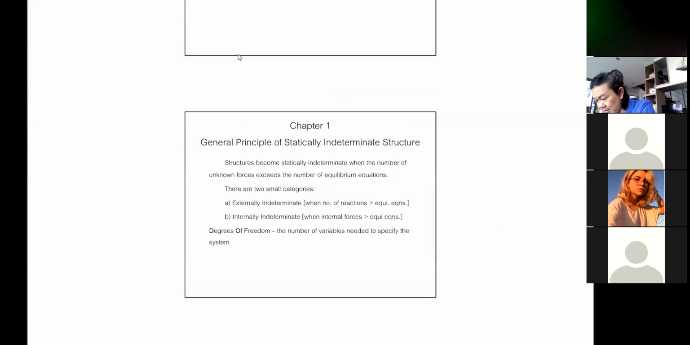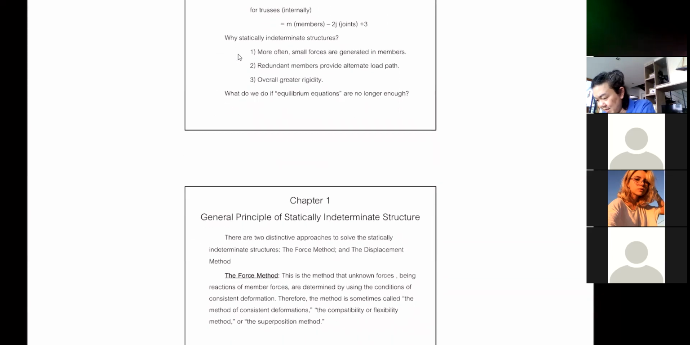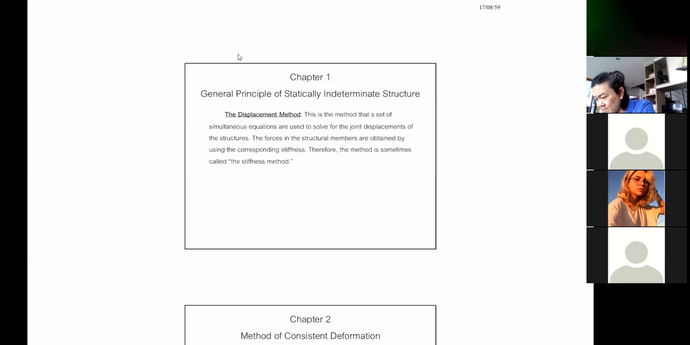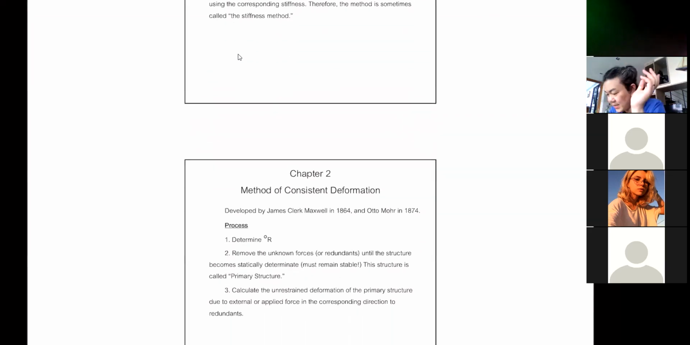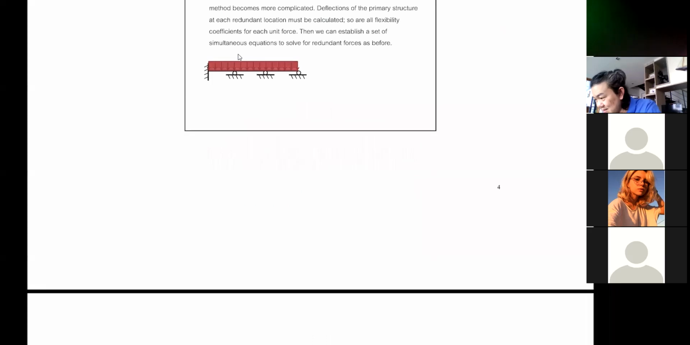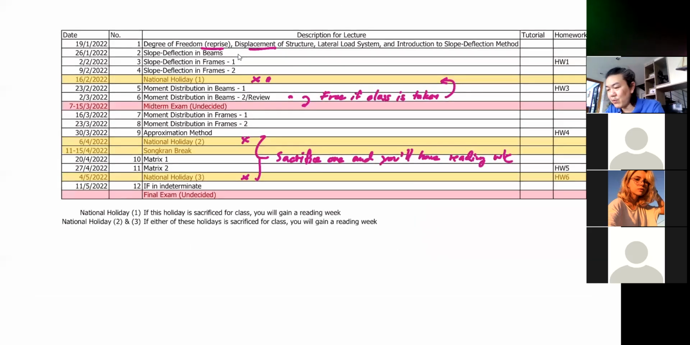But now you know that you have to determine what we call the degree of freedom instead of degree of redundancy. Okay. Here, it only says determine the degree of redundancy. Oh, sorry, that's the wrong one. Anyway, let's not look at this.